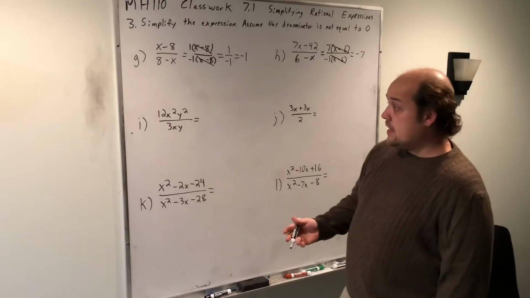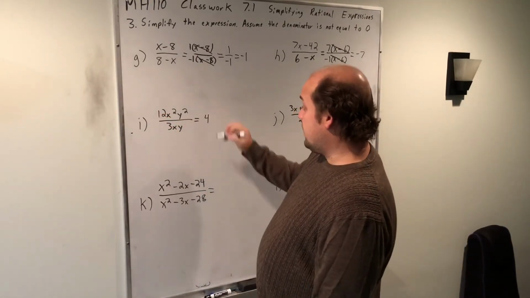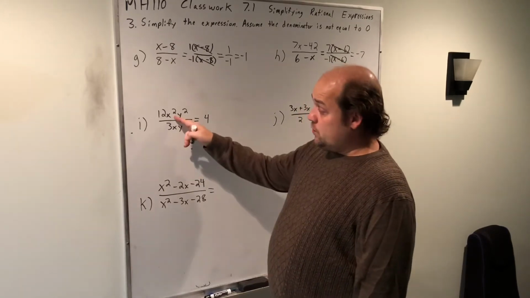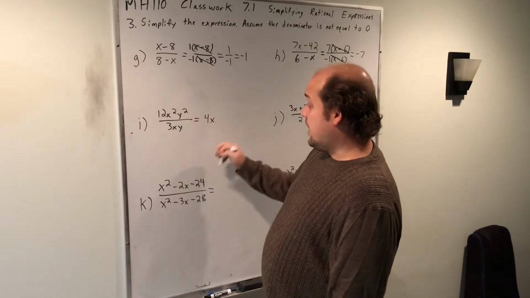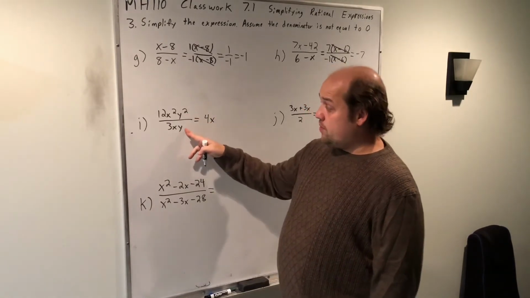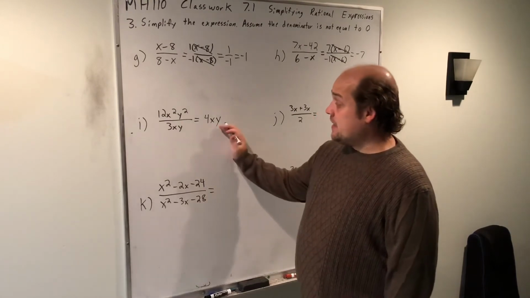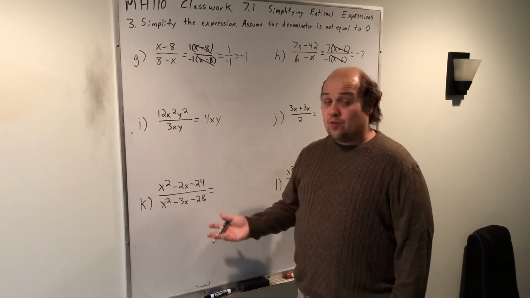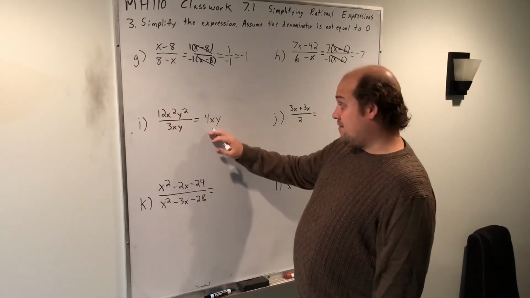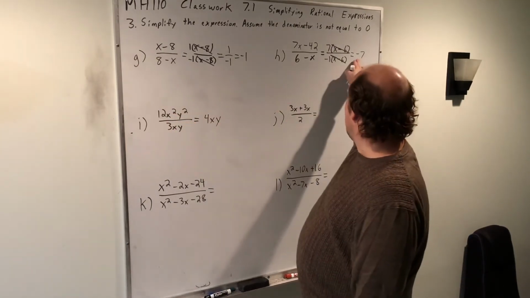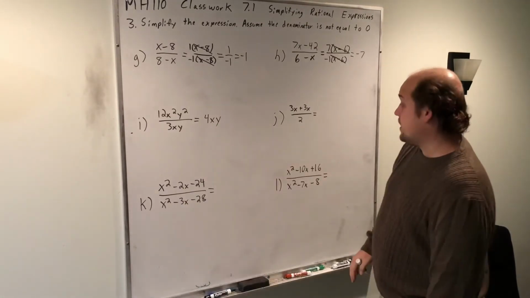In part I, I start with the 12 being divided by 3. 12 divided by 3 gives me 4. I have 2 x's on top, 1 on bottom. 2 minus 1 leaves 1 on top. 2 y's on top, 1 on bottom. 2 minus 1 leaves me 1 y on top. I technically could put this over 1, but I don't need to have it divided by 1. Everything on bottom reduced, and when I divide something by 1, I end up just writing it as the number anyway, or in this case as 4xy.